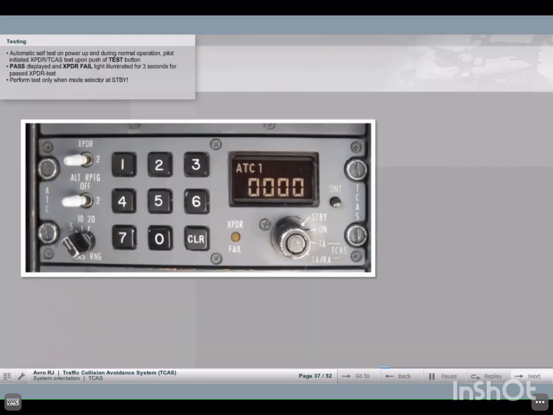Tcas automatically self-tests on power-up and during normal operation. Additionally, a combined transponder and Tcas test can be initiated by pressing and releasing the test button on the controller. Pass is displayed together with the fail light illuminating for 3 seconds to indicate a passed transponder test. Make sure the mode selector is in standby during test. Otherwise, your system could create RAs for nearby aircraft in flight.